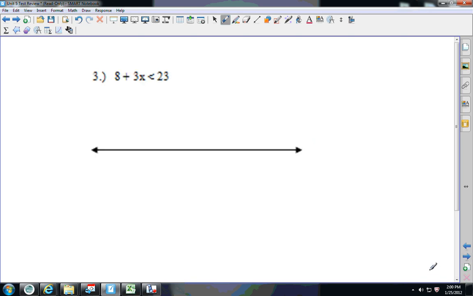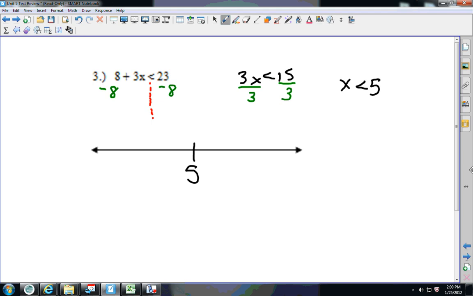Here's another one, but this one doesn't have x by itself, so what we need to do first is solve for x. On each one of these, I would pause the video before each one and try it and make sure that you can do it first and come back and check. I would subtract 8 from each side. I get 3x is less than 15. Divide by 3. X is less than 5. So here at 5, I have an open circle and I shade to the left.